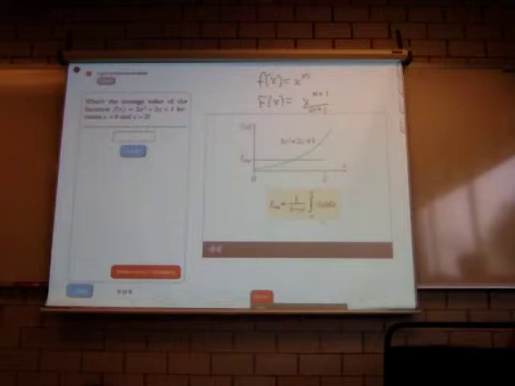Remember that if you have a function that looks like x to the n, an antiderivative is x to the n plus 1 divided by n plus 1. So an antiderivative of 3x squared is 3 times x cubed over 3, or x cubed. An antiderivative of 2x is 2 times x squared over 2, or x squared. And an antiderivative of 1 is x. Try using these antiderivatives to evaluate this integral.